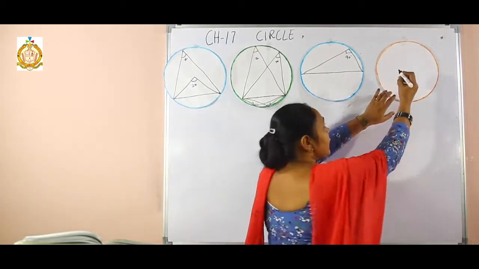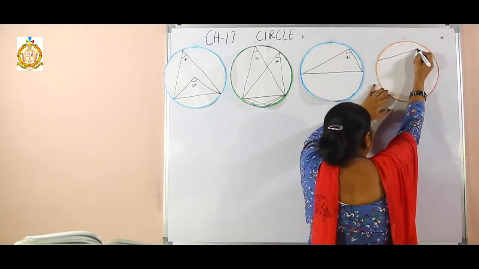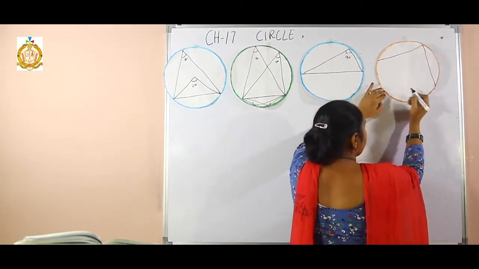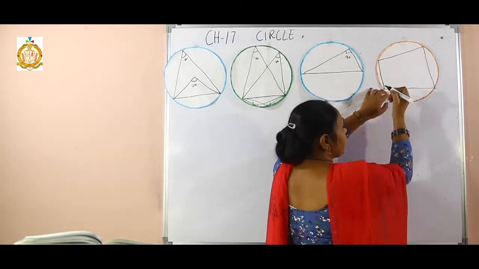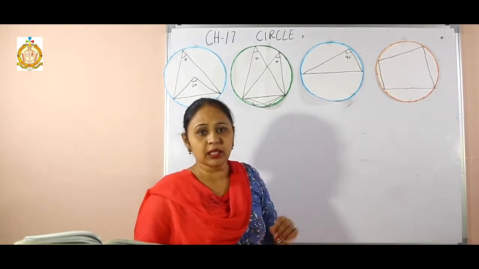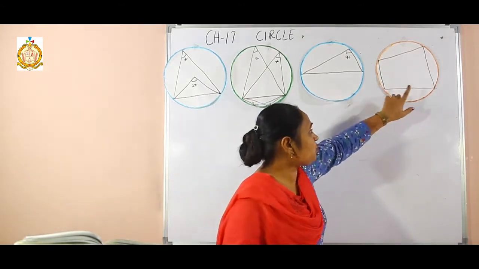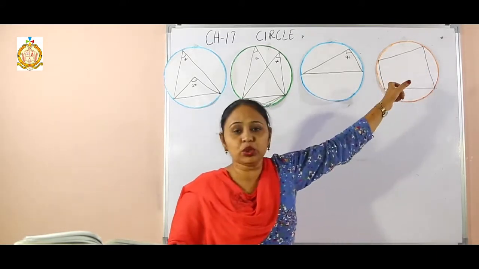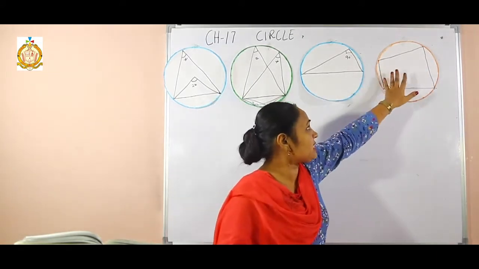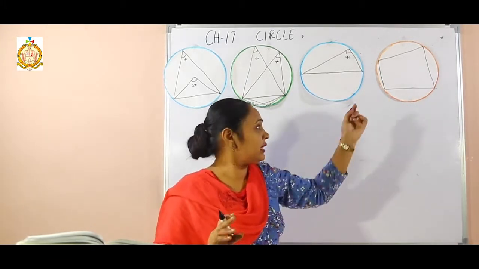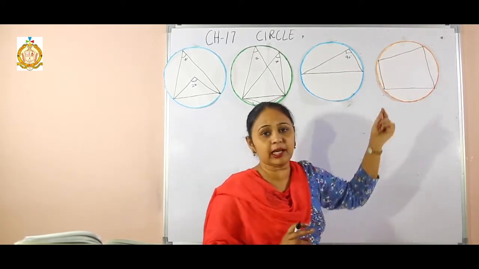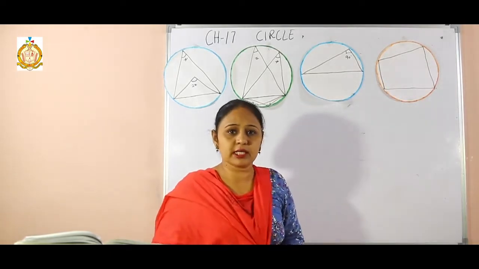Then we come to the fourth property. That will be cyclic. That means if there is any cyclic quadrilateral, we know that quadrilateral will be a four-sided figure. This is my quadrilateral. Cyclic means these four vertices lie on the circumference. If one vertex does not lie on it, then it will not be called cyclic. Cyclic means the four vertices of the quadrilateral lie on the circumference of the circle.